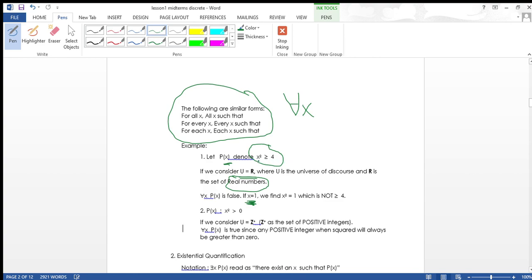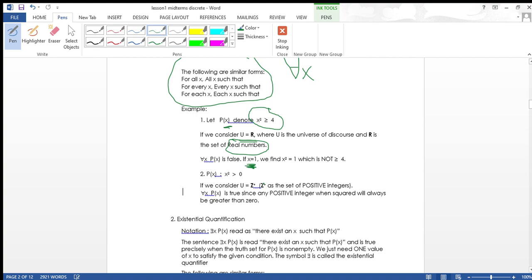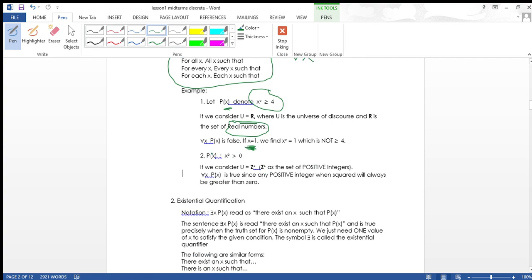Another value that will make this statement false is, let's say, x equals 0. 0 squared is not greater or equal to 4. Okay? So that makes now our statement false. Second example, our proposition is p of x represented by x squared greater than 0.